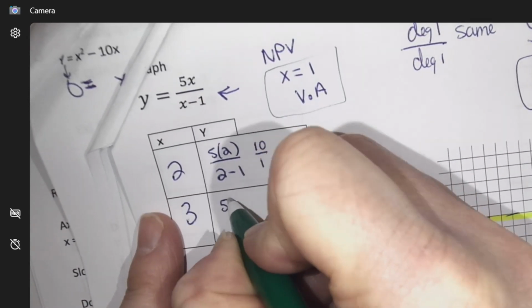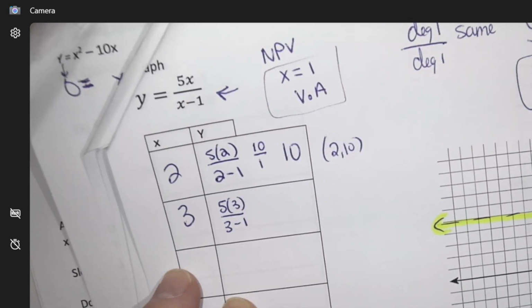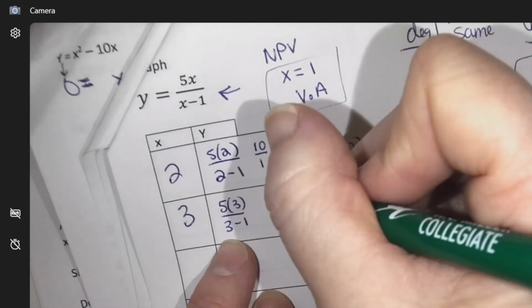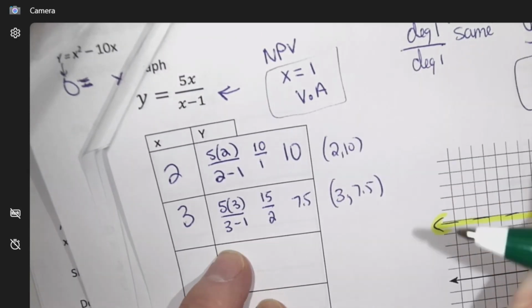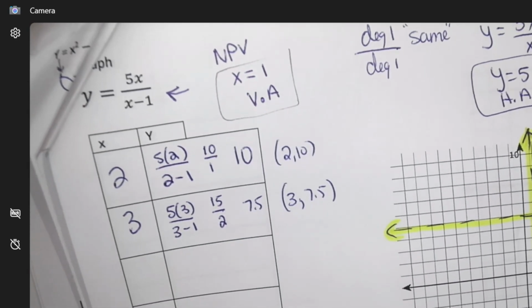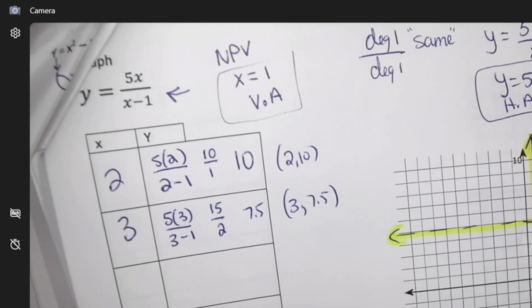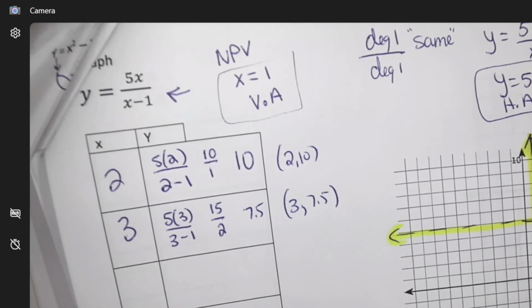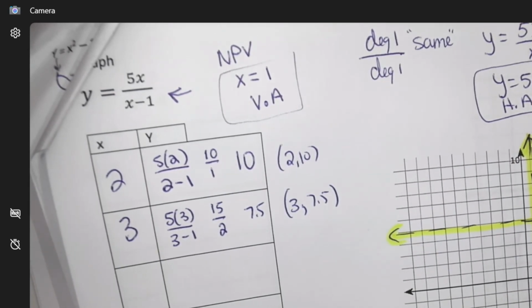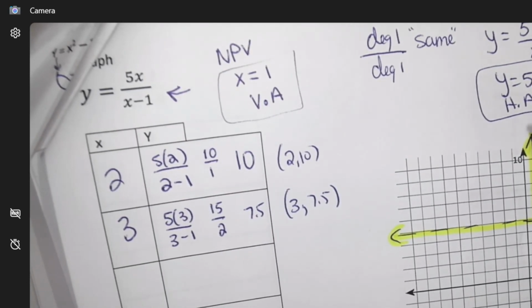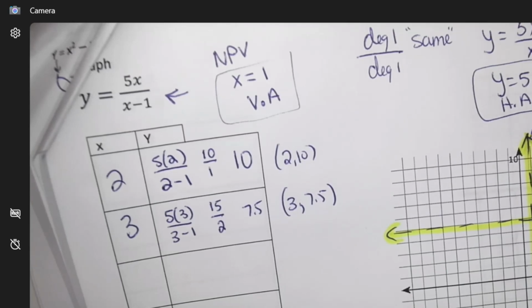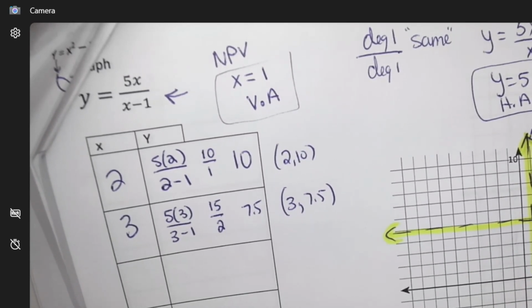All right, plugging in a 3. If I plug in a 3, I'm going to get 15 divided by 2, which is 7.5. Okay, can you plot those 2 points and see if you can make a shape out of it? So 2, 10. And then because you have your asymptotes to guide you, can you see what it's going to do? It's going to go closer to that asymptote, and it's going to move closer to that asymptote.